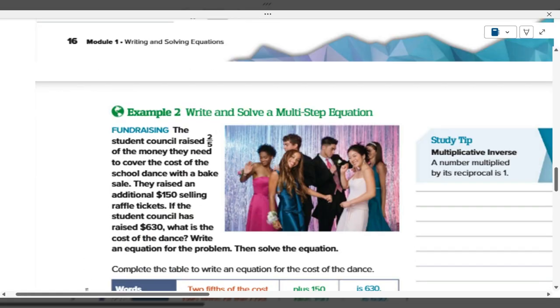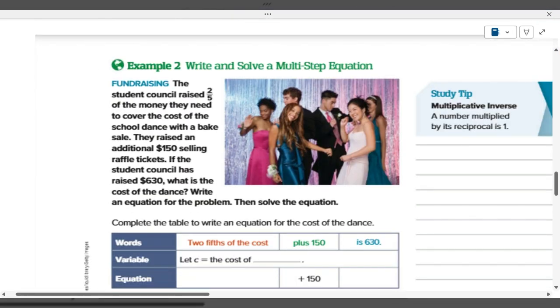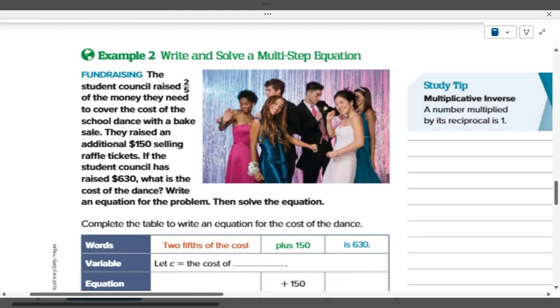Moving on to page 17, here we have a word problem. This time we're going to learn how to write and solve a multi-step equation. So we're not just given an equation to solve. We have to first write it. So fundraising. Go ahead and pause the video, read this problem, and then we will work it out together.